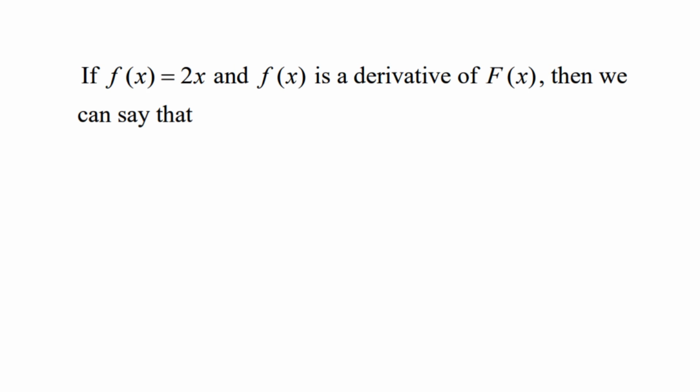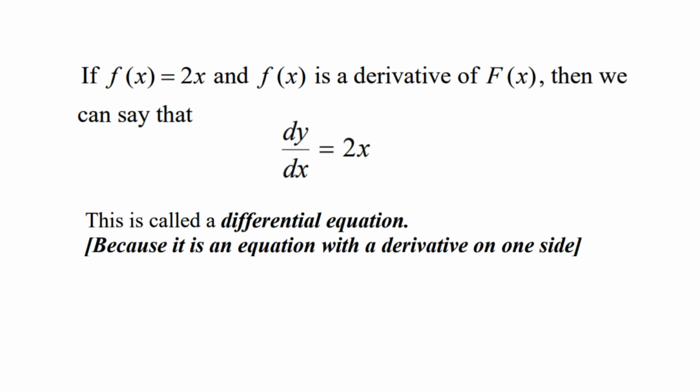In our last example, if f of x is equal to 2x and little f of x is a derivative of capital F of x, then we can say that dy dx equals 2x. This is called a differential equation because it is an equation with a derivative on one side. So for example, if we had dy dx equals the constant 5, then the antiderivative of that would be y is equal to 5x plus c.